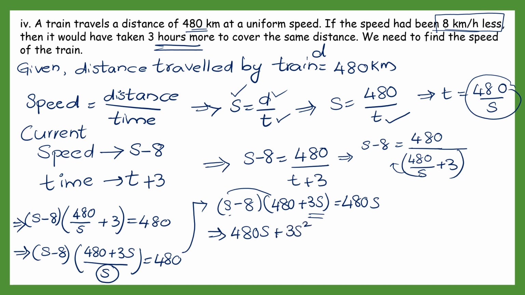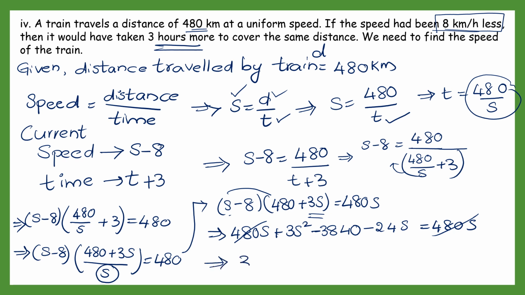8 into 480. Minus into plus is what? Minus. 8 into 480 is 3840. Next. Minus into plus is minus. 8 3s are 24s. Yes. You have 480s on both sides, left and right. So it will get cancelled.